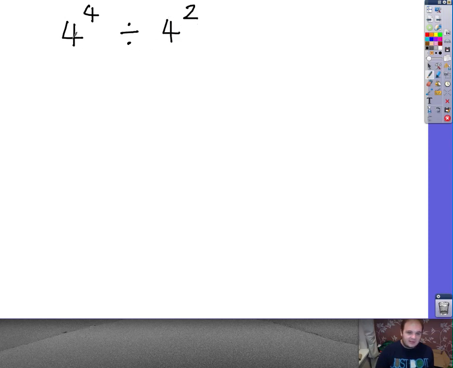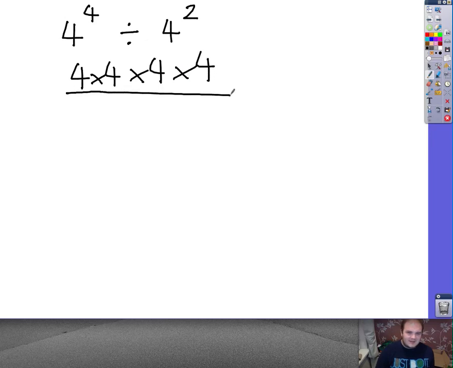Now I'm going to write this out in full, so 4 to the power 4 is 4 times 4 times 4 times 4, and I'm going to divide that by 4 squared, which is 4 times 4. Now, what I'm going to do here is cancel out, because we're multiplying here, we can cancel things on top and bottom. So I'm going to cancel that 4 with that 4, and that 4 with that 4, and I'm left with simply 4 squared.